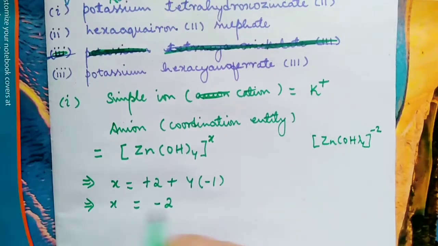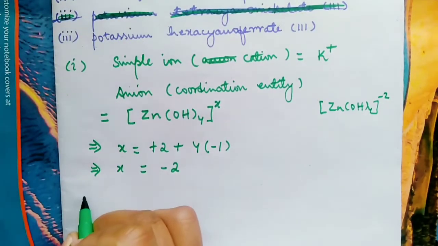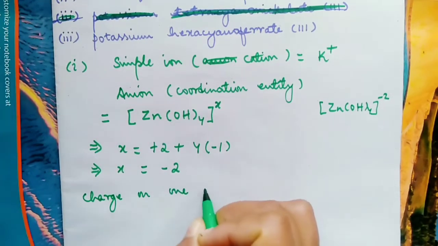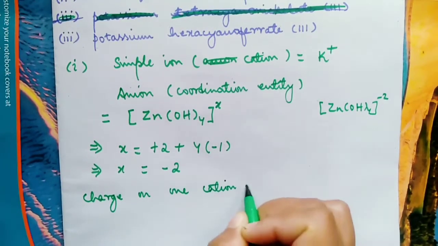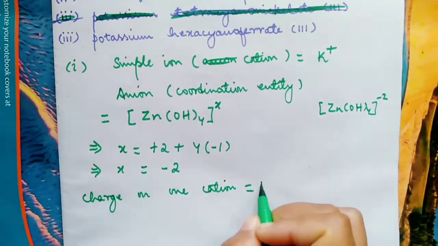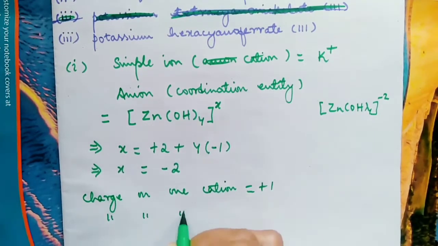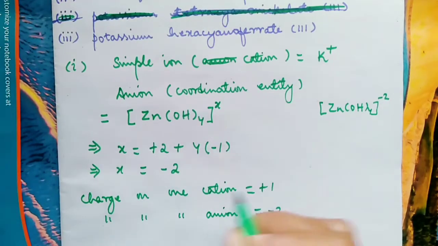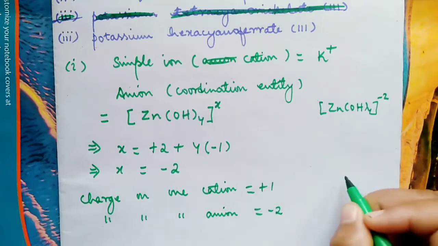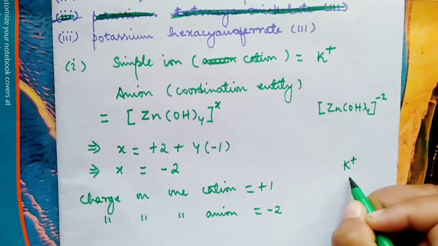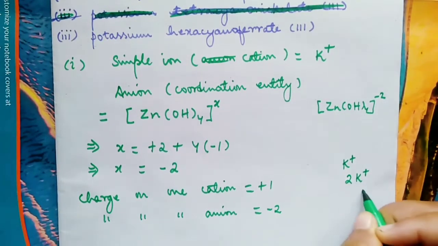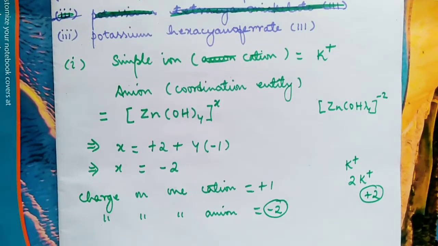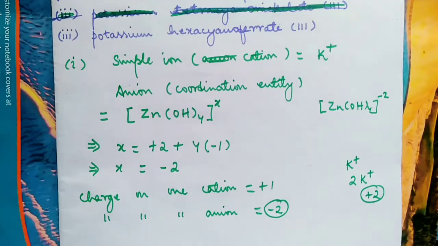So look here. We see that charge on one cation is plus 1. Charge on one anion is minus 2. So that means instead of K plus, we need 2K plus, so that we will get plus 2. Okay, so that this one will get cancelled with this, and hence the compound will become neutral.